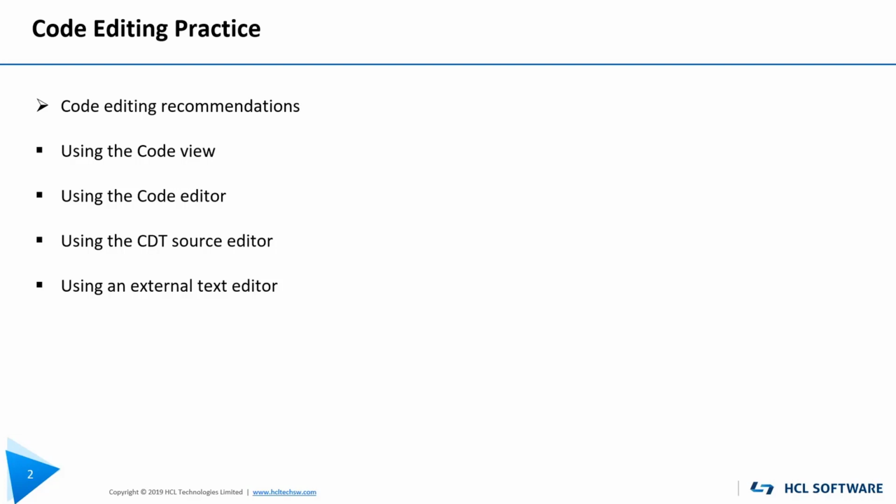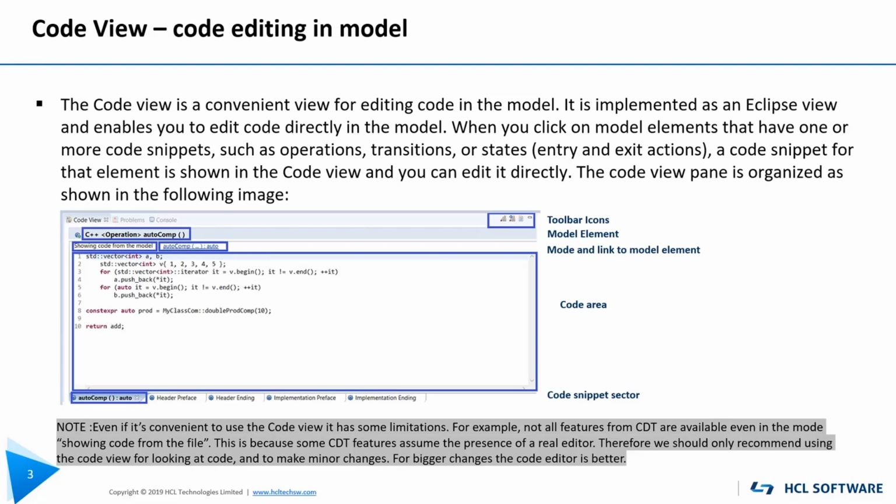The Code View is basically used for viewing the code snippets related to the model elements and making small code modifications, for example, adding some comments to the code snippet. So we'll switch to our tool and see how this code view looks.